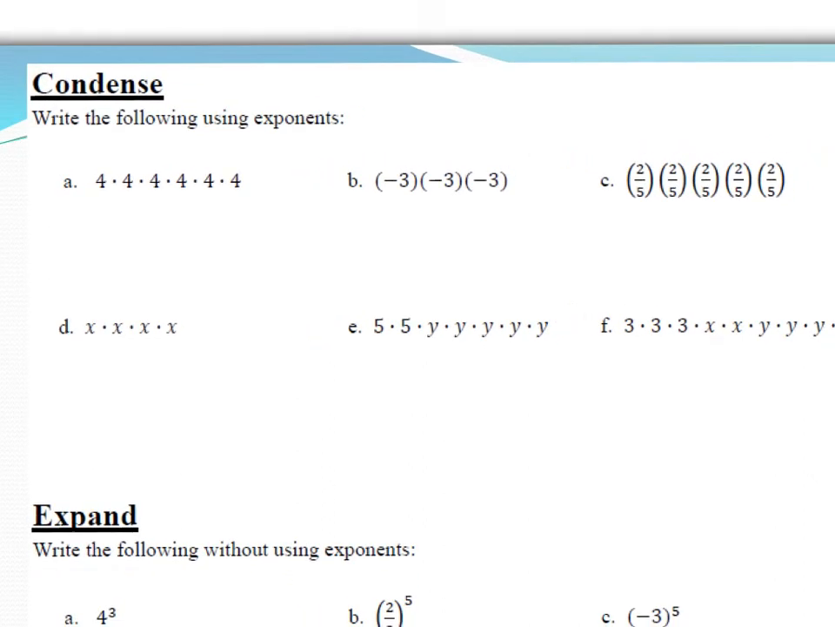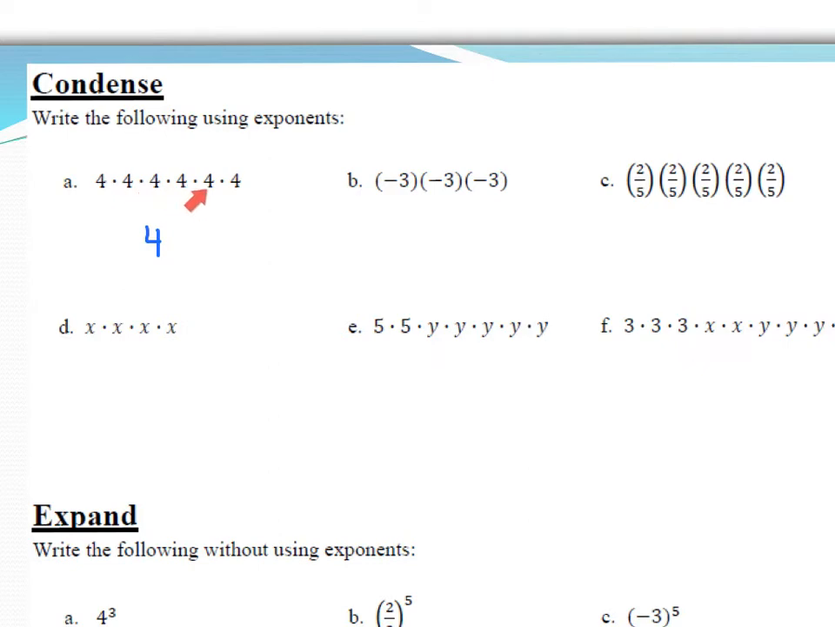In part A, I have 4 times 4 times 4 times 4 times 4. Notice it's 4 times itself. Now we have to think how many times. From this I need to get a base. Well, first of all, I know that I'm multiplying 4 by itself. So I know my base is going to be 4. And how many times am I multiplying 4 by itself?